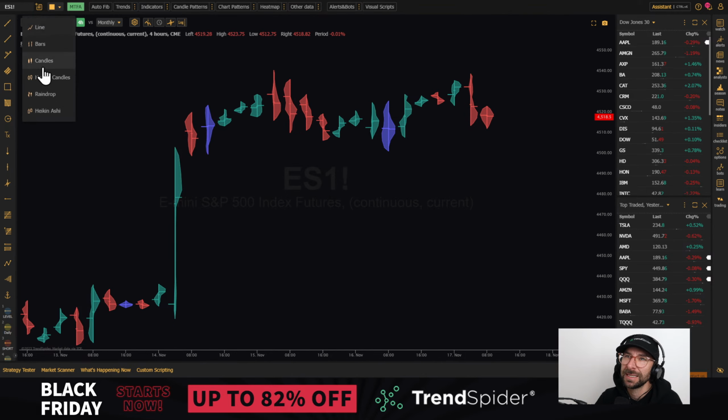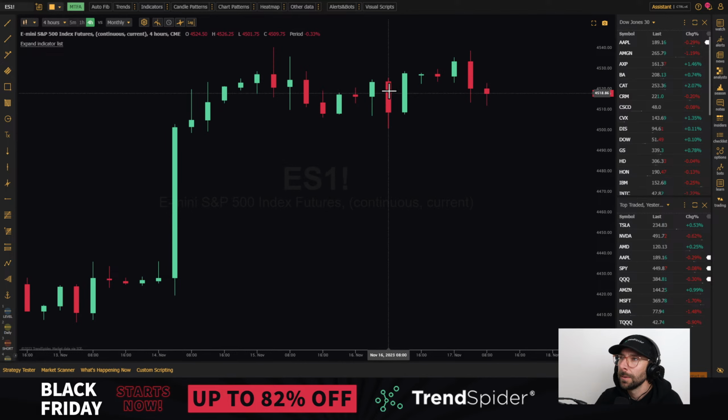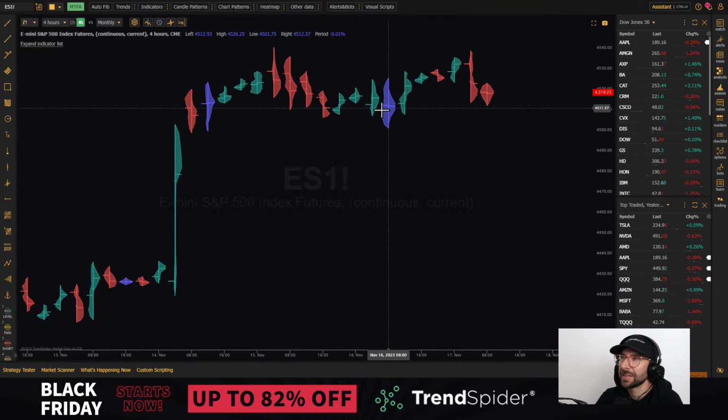Now, if I go to my standard candle, clearly it looks quite different. It does not look like a doji. It does not really look like an indecision candle, right? It just looks like a bearish engulfing candle that took out the highs and the lows of the previous. But again, we go back to the raindrop and we see that it's a blue doji.